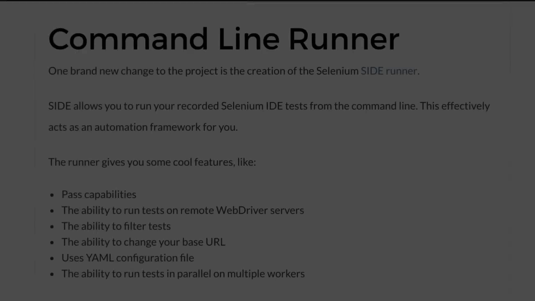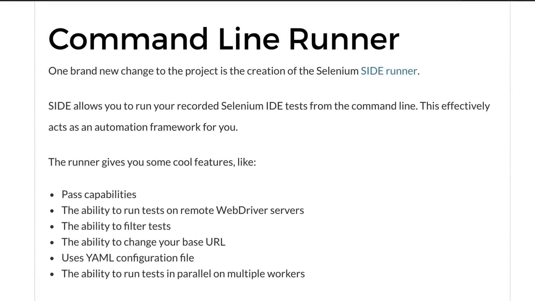So the last feature I want to show you is awesome for running in CI/CD systems. It's the command line runner. And this allows you to do all kinds of things like pass capabilities, the ability to run tests on remote WebDriver servers. You could filter tests. You could change the base URL dynamically. You can use the YAML configuration files.